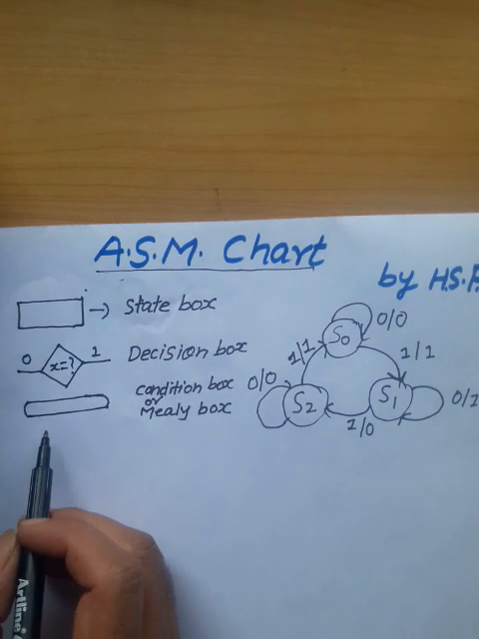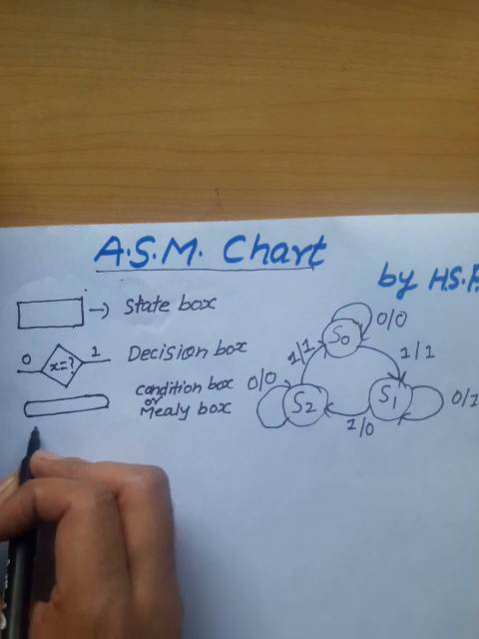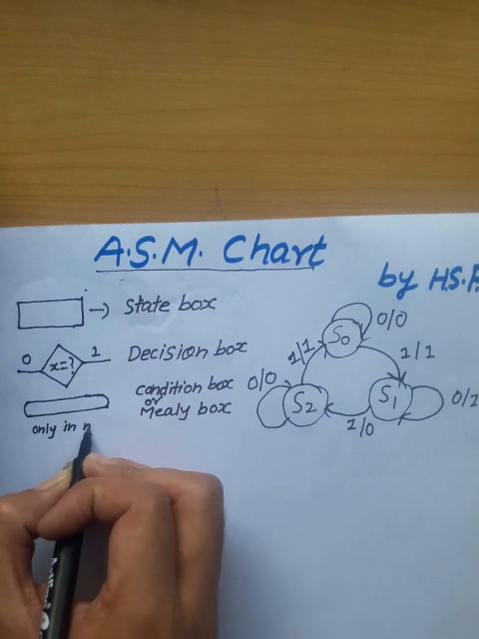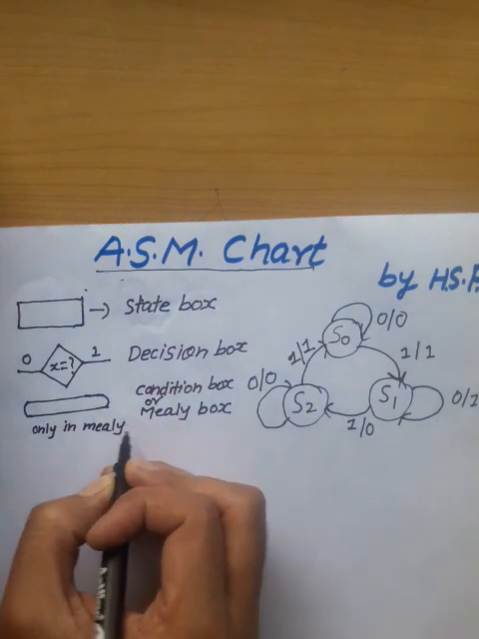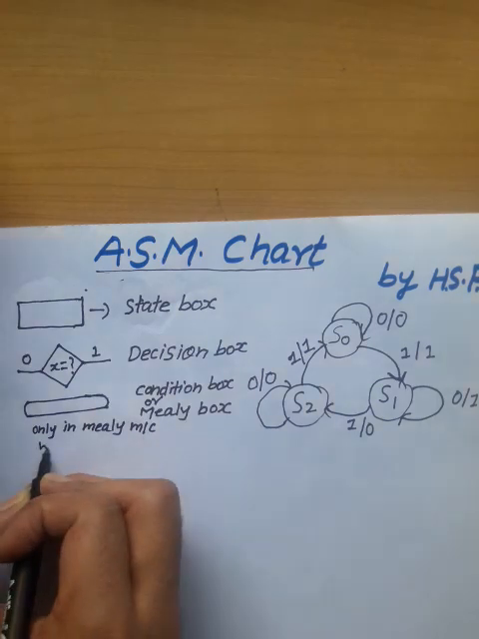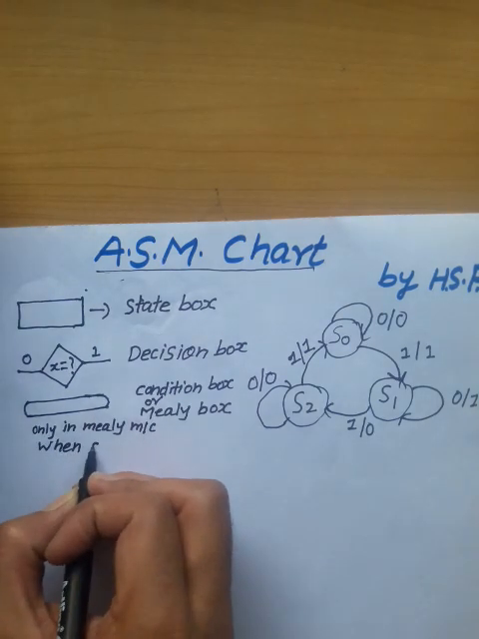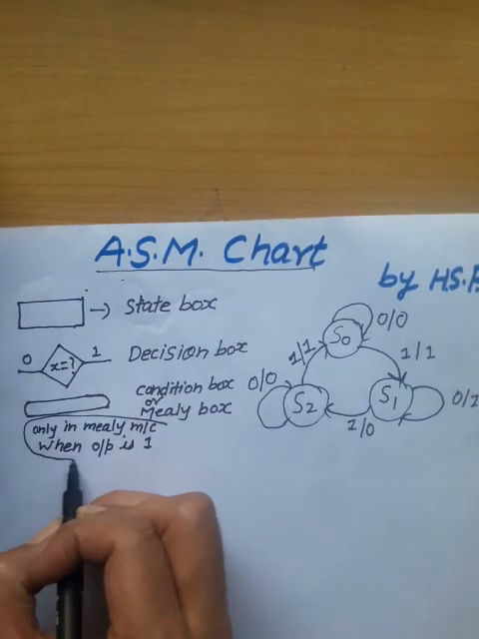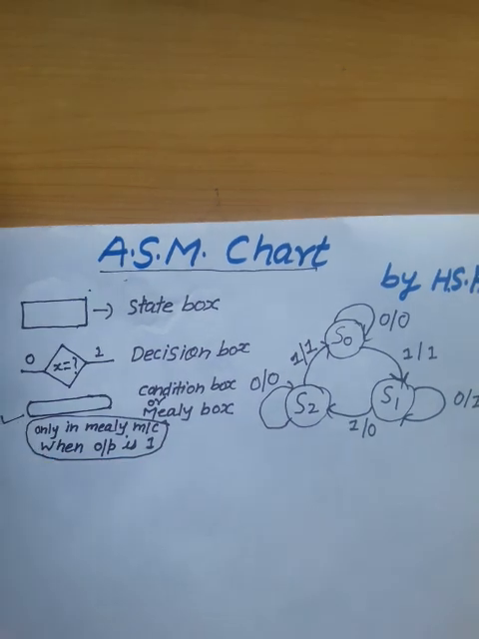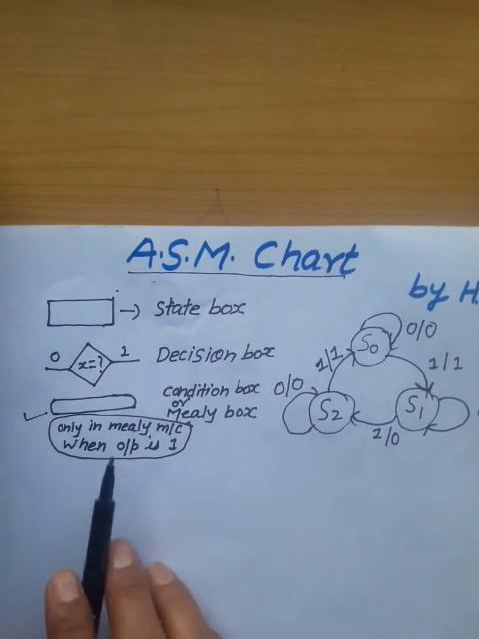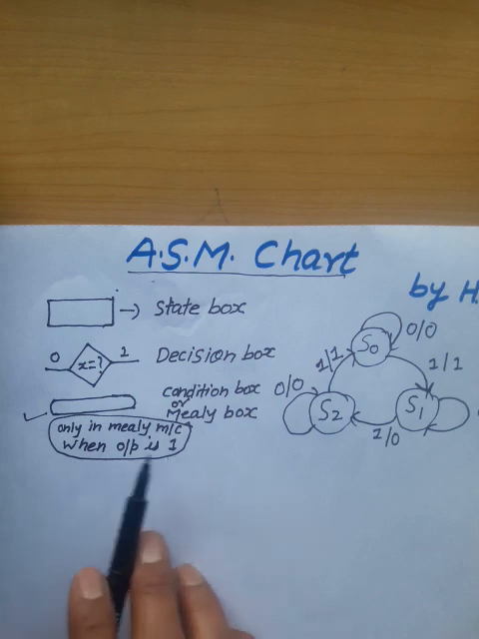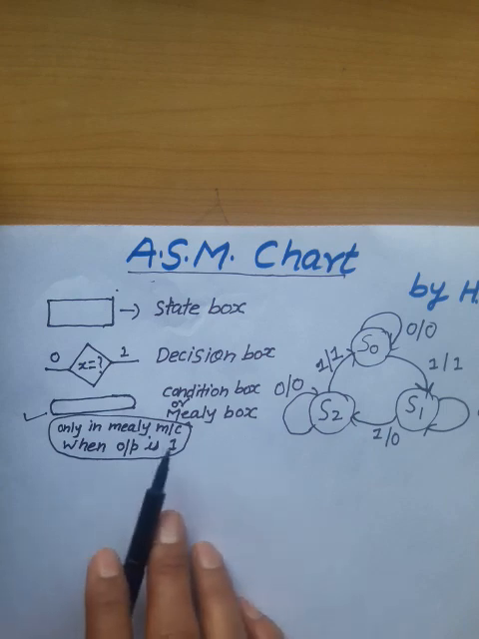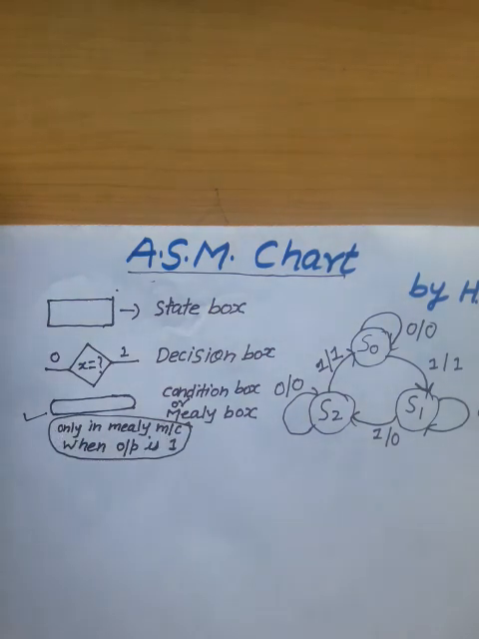Now this is very important. It is used only in Mealy machine when output is high. Otherwise we will not use this box. When output is 0 in case of Mealy machine, or in case of Moore machine, we will not use this condition box or Mealy box.